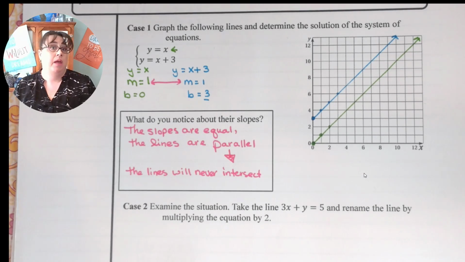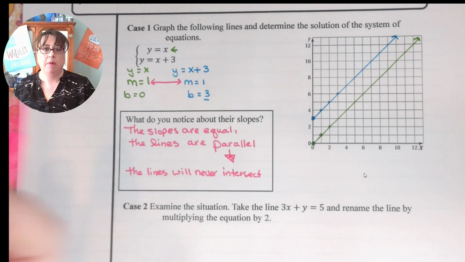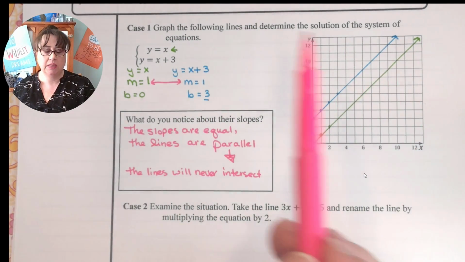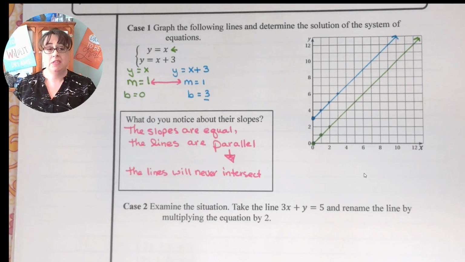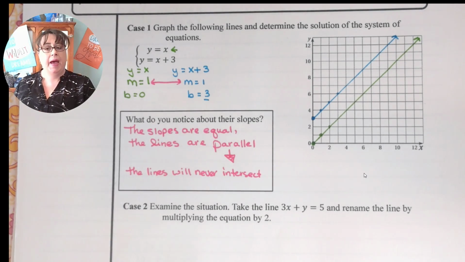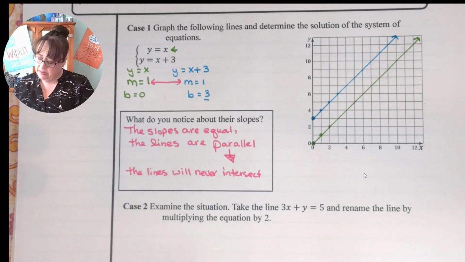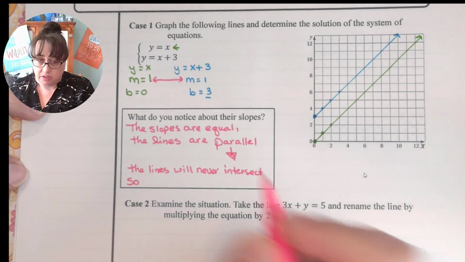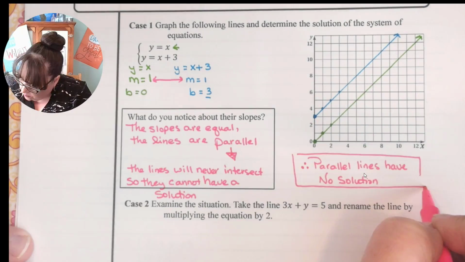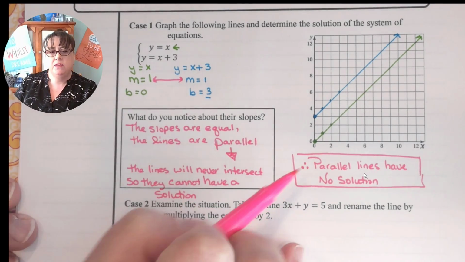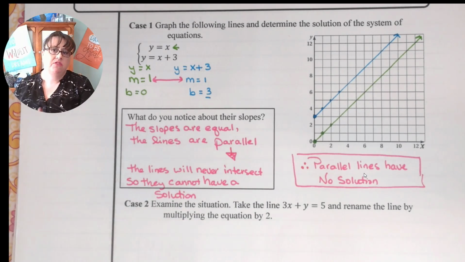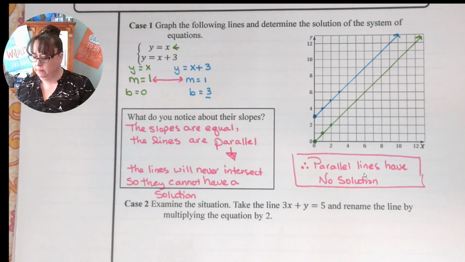And so that is what we were looking for this whole time, which is to graph the following lines and determine the solution of the system. In this case, since they're parallel lines, they're not going to have a solution because they never intersect. So the lines will never intersect, so they cannot have a solution. So then what's our answer? Parallel lines have no solution. Remember that those three little dots means therefore. When we see the graph, it's really obvious that there's nothing that's overlapping, nothing that crosses, no solution.